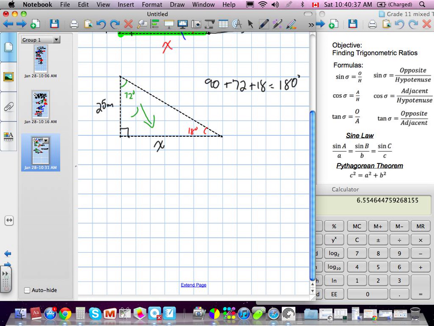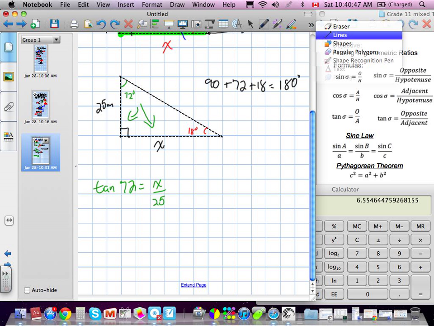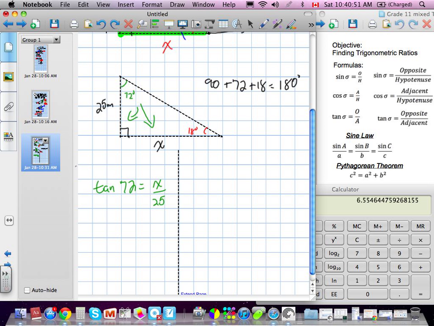Let's say we use the 18. Okay? According to the 18, 25 is what? In reference to 18. Hypotenuse, opposite, or adjacent? So the side 25, in reference to this angle here, 18, it's opposite. Good. And the x is what? Adjacent or hypotenuse? Adjacent. So what ratio again would we use?